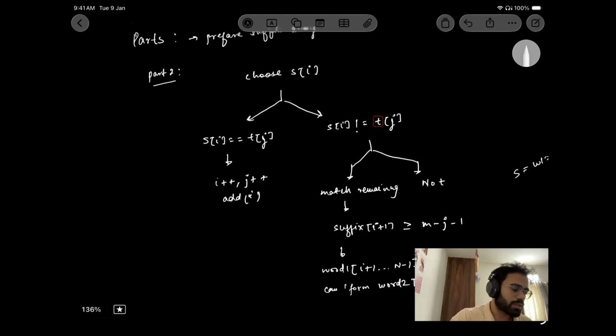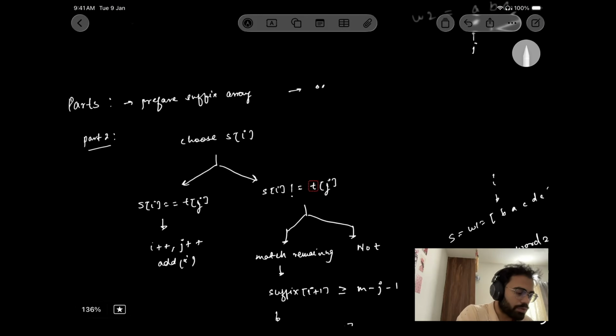So what is the time complexity? The suffix array we prepare in O of n. This is kind of a two pointers approach, which works in O of n plus m.